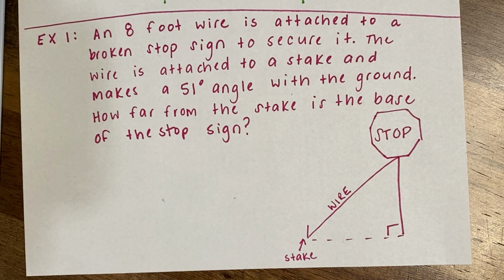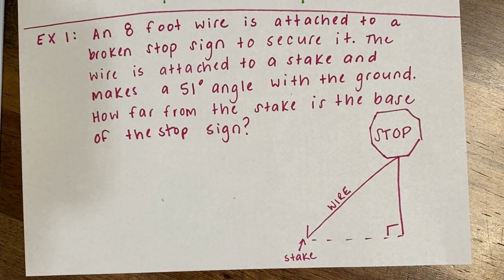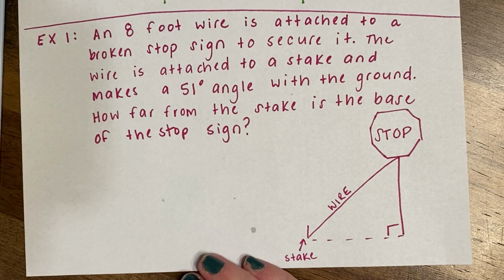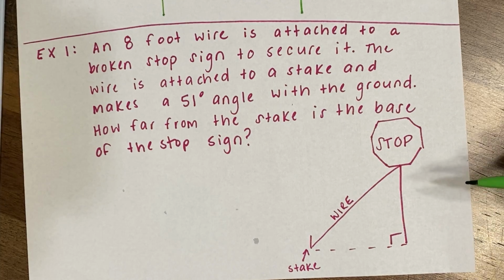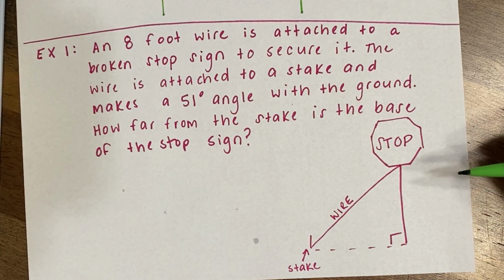Okay, so this example says that an 8-foot wire is attached to a broken stop sign to secure it. The wire is attached to a stake and makes a 51-degree angle with the ground. How far from the stake is the base of the stop sign? Okay, so this time I gave you a picture, but in some of the word problems that you'll be looking at, you'll have to draw your own, okay?